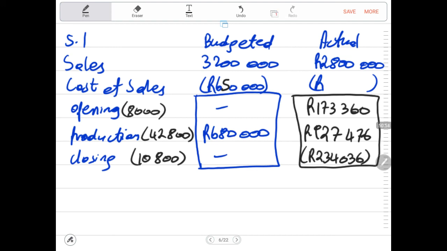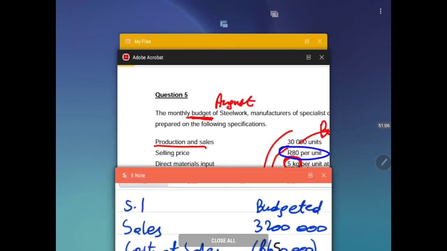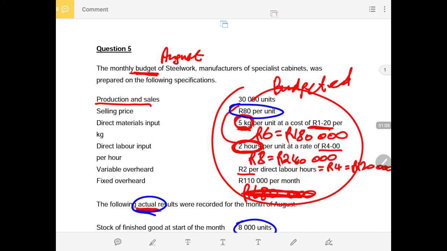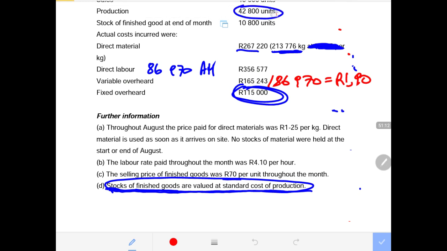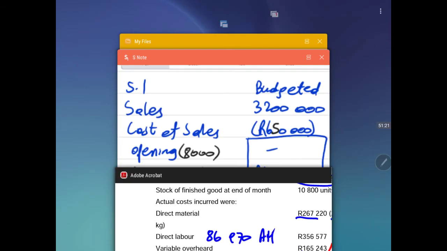So now because of that, we value it at the standard cost. So that becomes the value of the finished goods, not the value of the closing stock. Because sometimes they will say the value of the closing stock is based on standard cost. But now they say stock of finished goods are valued at standard cost, not stock of the closing inventory. I'm highlighting this because it's quite important.